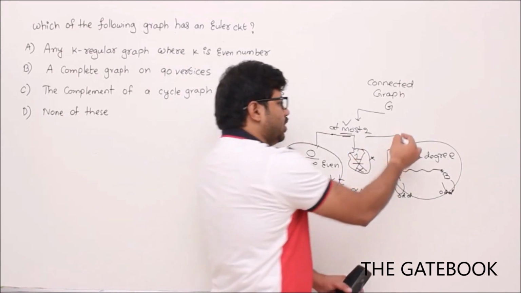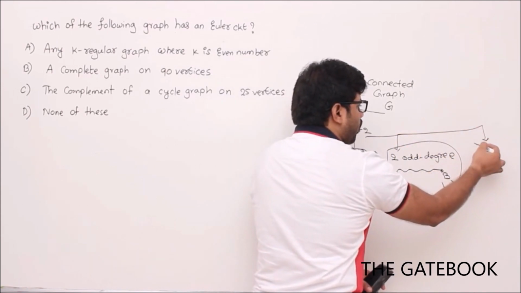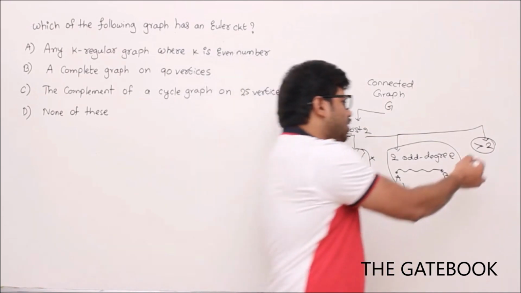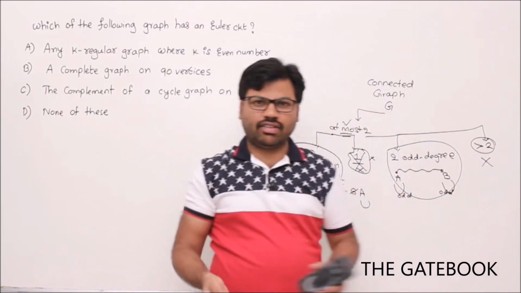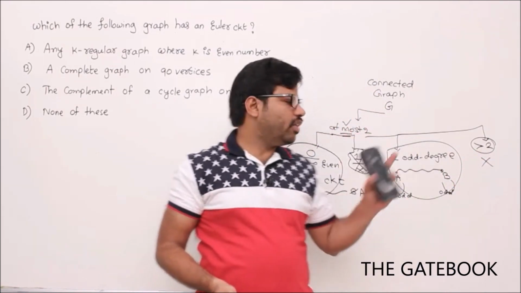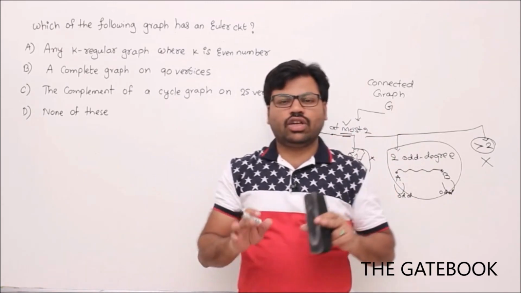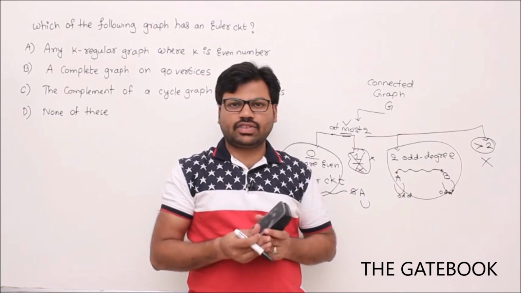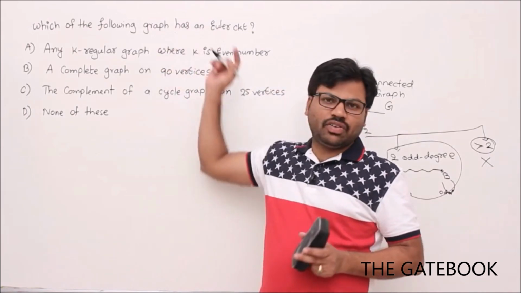And what about this case? What if you have more than 2 odd degree vertices? In that case, that graph cannot be an Euler graph. We are talking about Euler graphs, right? Only 2 cases arise. So if you remember this, then you can answer any GATE question related to Euler graphs. We'll see one GATE problem related to Euler graphs.